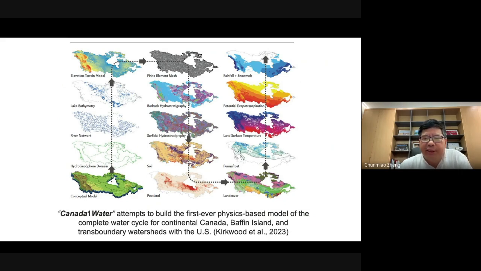Waterloo and Ed Sudicky's group. And this includes all of Canada and also some parts of the transboundary United States. So if a watershed goes over the border, it will be included in this model. Here you see the model domain and the different types of data required for this type of modeling, including bedrock and soil type, surface water network, rainfall, ET, and so on. So this is an example.